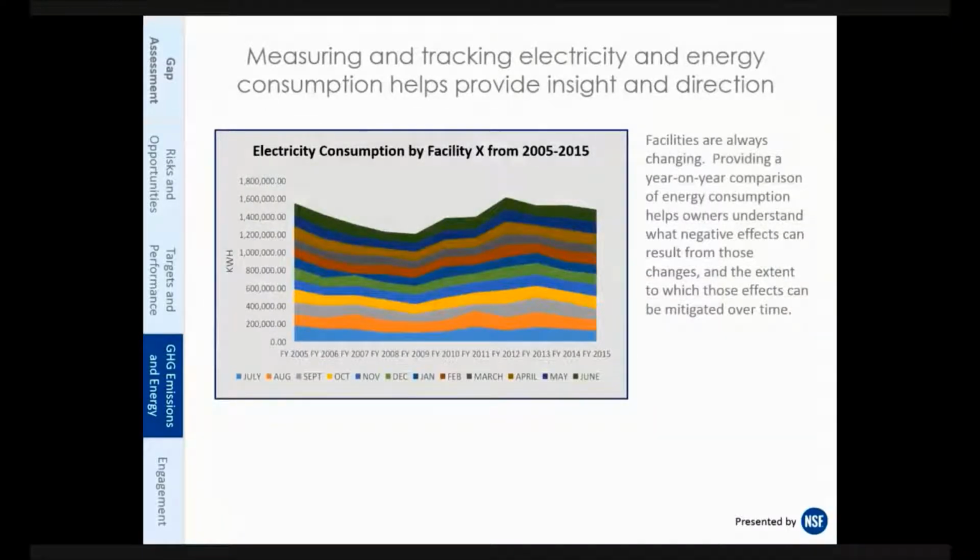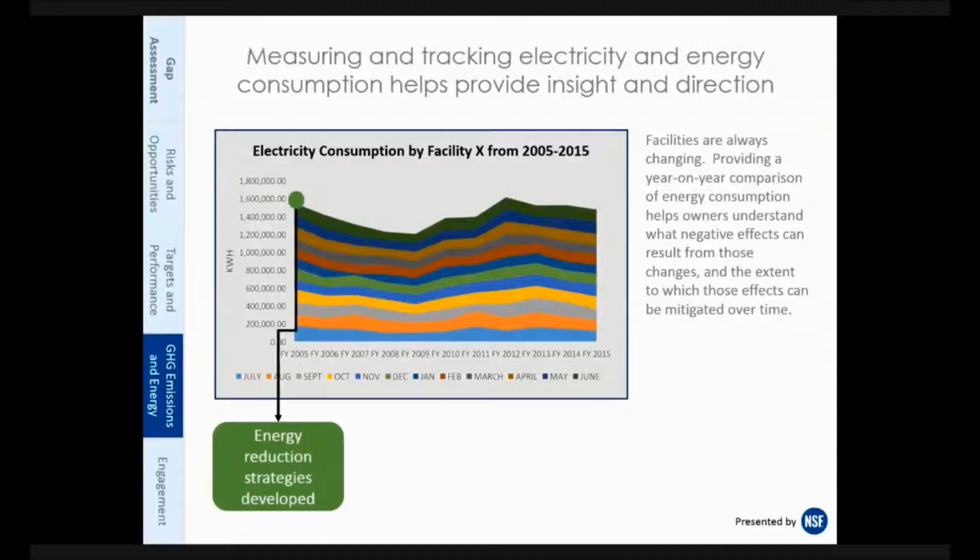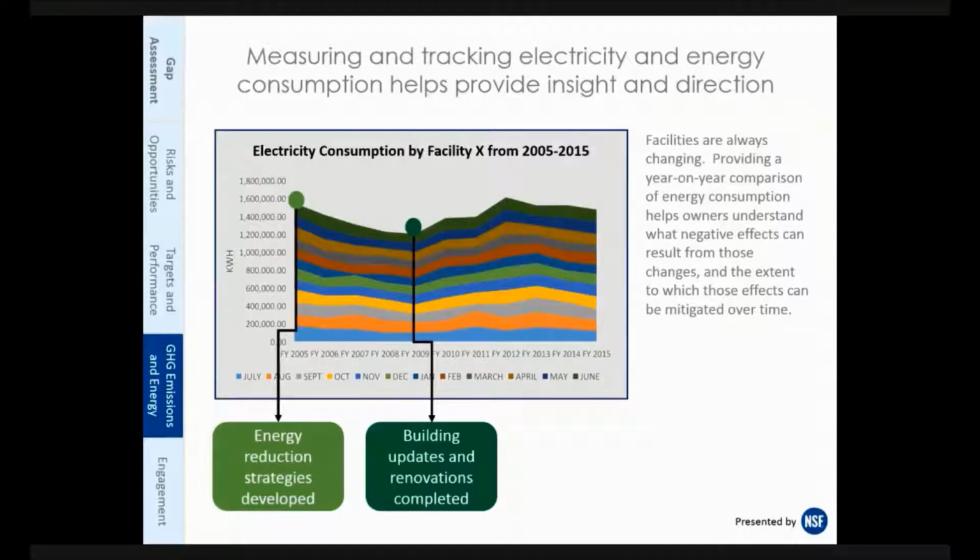And measuring and tracking electricity and energy consumption helps you provide insight, especially when you look historically at a company. This is just an example of a facility over the course of a decade. You can see in the beginning, in 2005, they had a really robust energy reduction strategy implemented. They started developing it, and then by 2009, there was a huge decrease because all of the building updates and renovations were completed. All the plans and strategies were in place, and you could see there's a huge difference there.